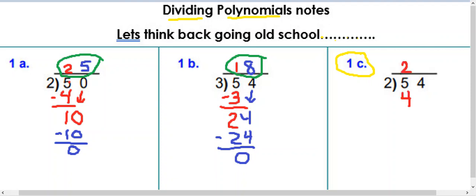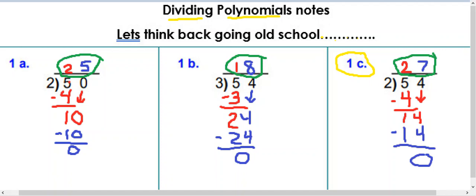2 times 2 would give me 4. 5 minus 4 would give me 1. I'd bring down my 4. That gives me 14. What times 2 gives me 14? Well, 7 times 2 gives me 14. Then I subtract. 14 minus 14 is 0, which is the desired result. And my answer is 27. Old school.